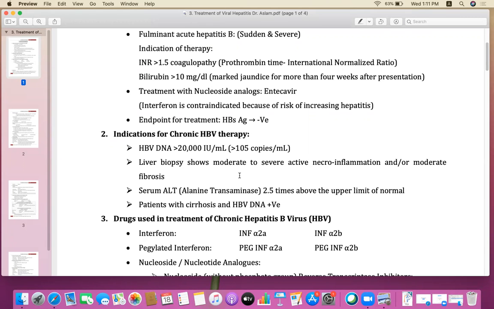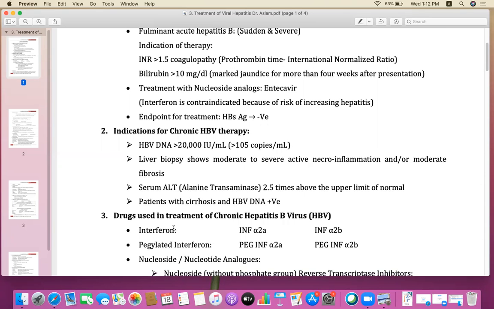If the liver biopsy shows moderate to severe necroinflammation and/or moderate fibrosis, it is an indication for chronic HBV therapy. If the liver enzymes, ALT, that is alanine transaminase, is about 2.5 times above the upper limit of normal, it is an indication for chronic HBV therapy. And a patient with cirrhosis plus HBV DNA positive is also an indication for chronic HBV therapy.